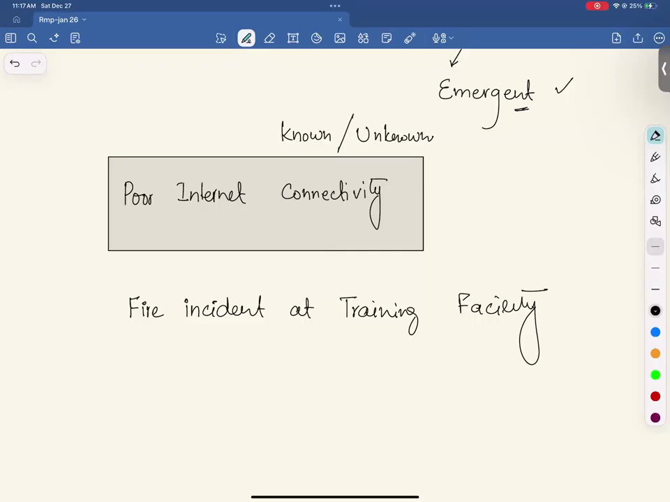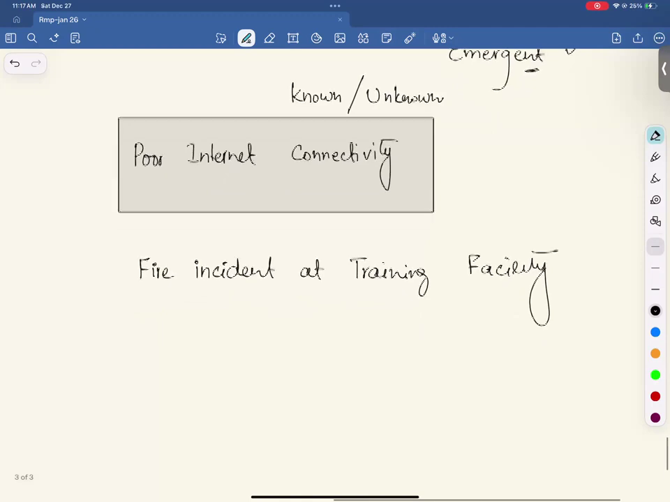Any confusion about it? Anyone, please? So known versus unknown risk. Why is it important to understand? Because treatment of known risk is different from unknown risk. Okay, let's move on.